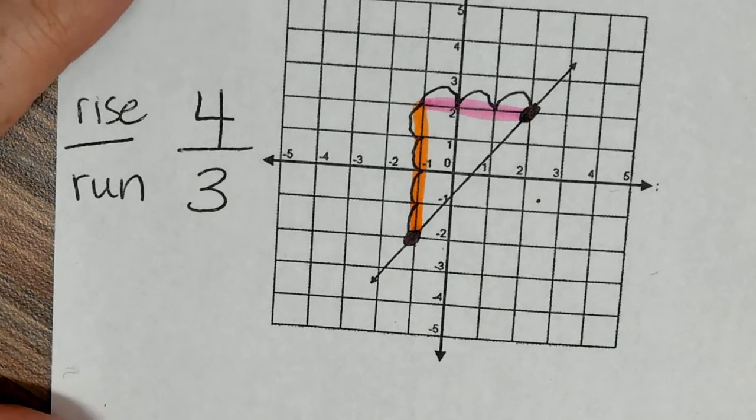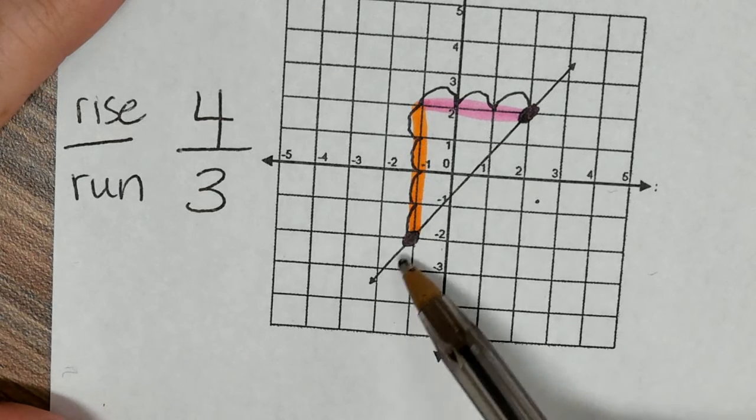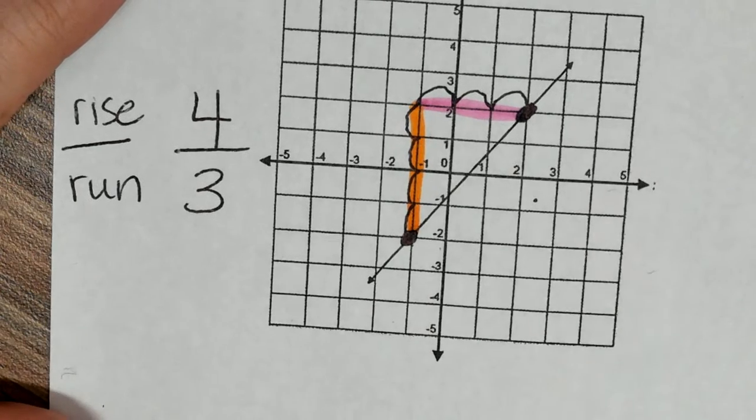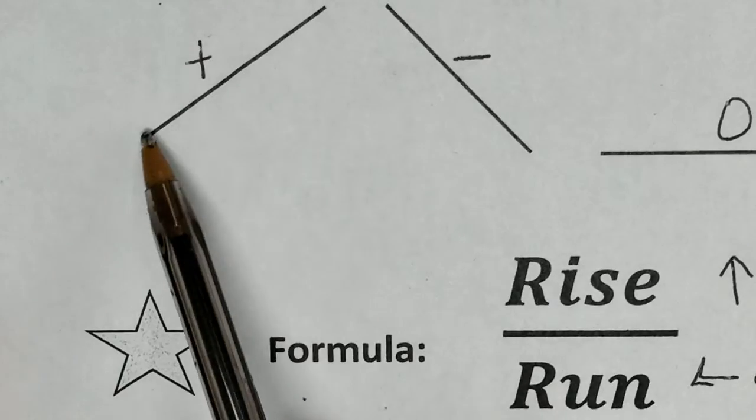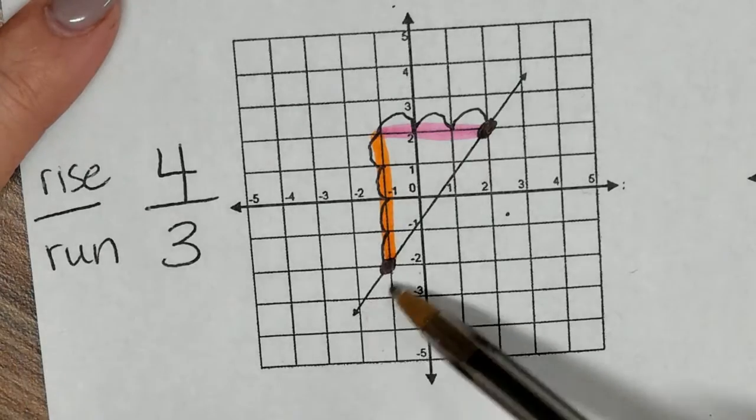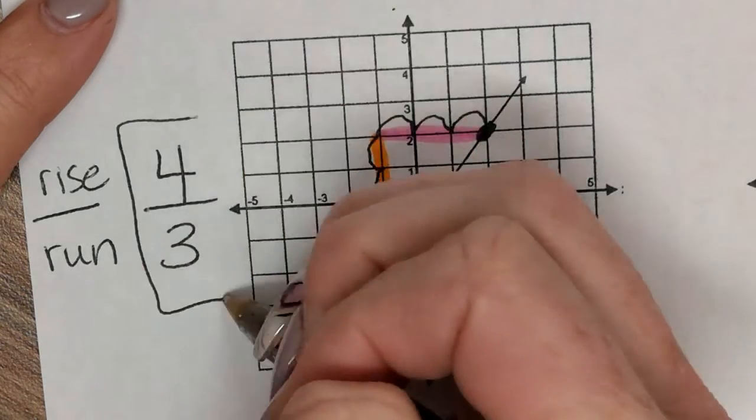Last question. Was this a positive slope or a negative slope? Okay, look up here. From left to right, it's going up, so it's positive.